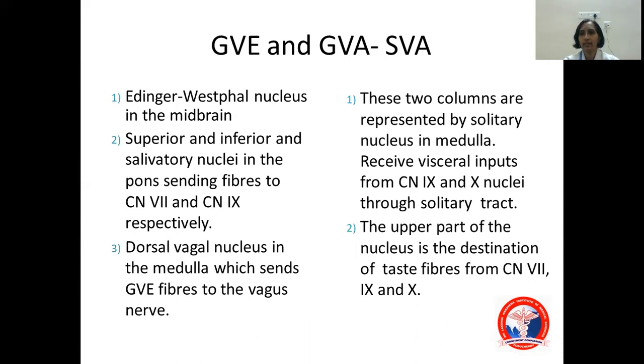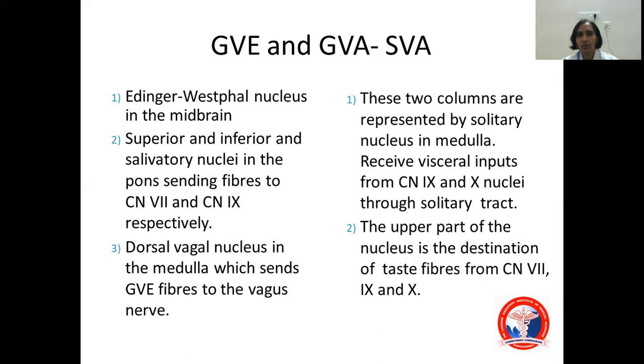The third component is general visceral efferent. This component is nothing but controlling the autonomic or the parasympathetic part of the cranial outflow. The Edinger-Westphal nucleus in the midbrain gives fibers to the oculomotor or third cranial nerve. Superior and inferior salivatory nuclei give fibers to the seventh and the ninth cranial nerve.